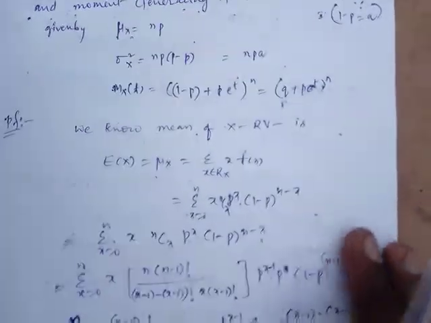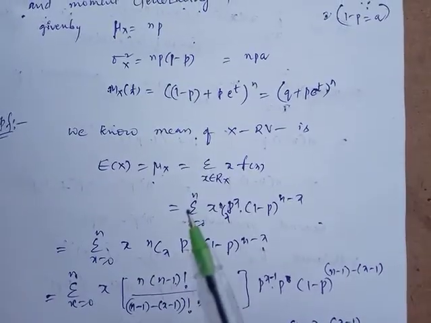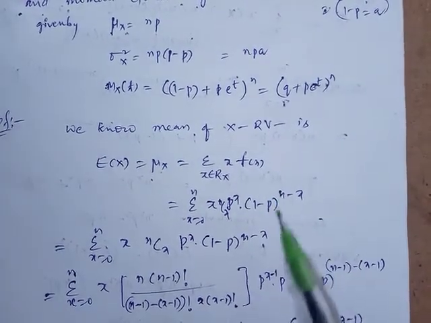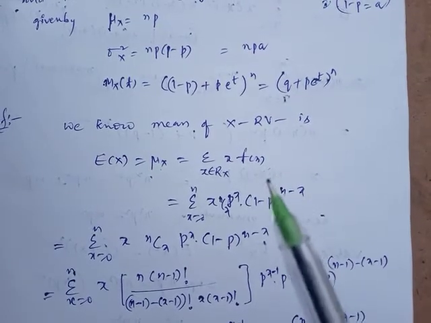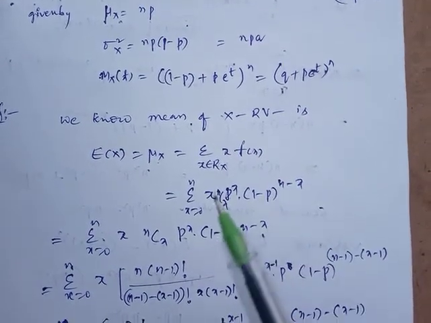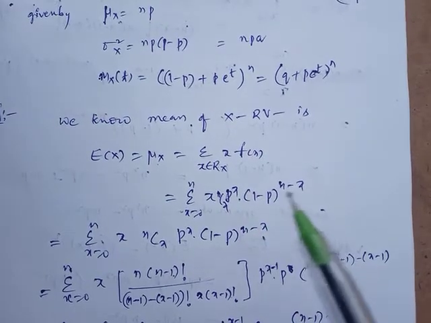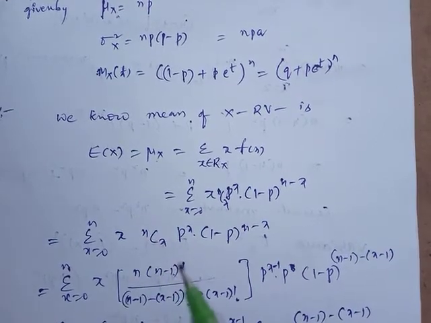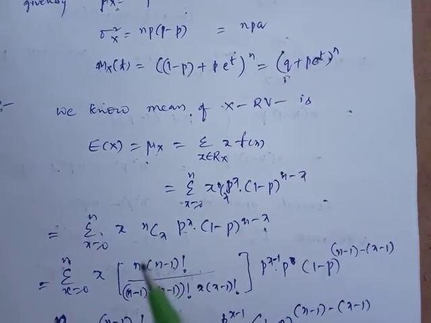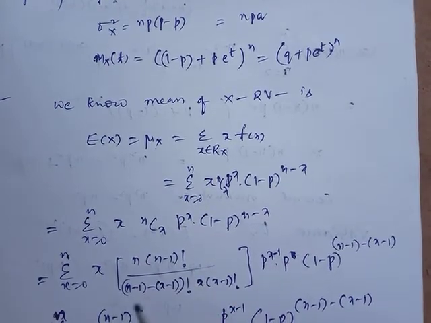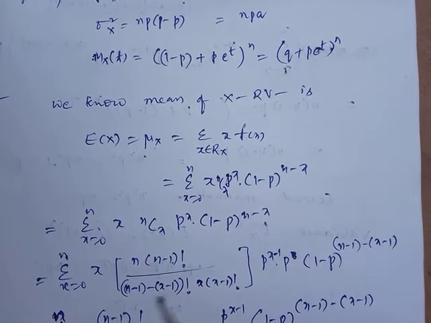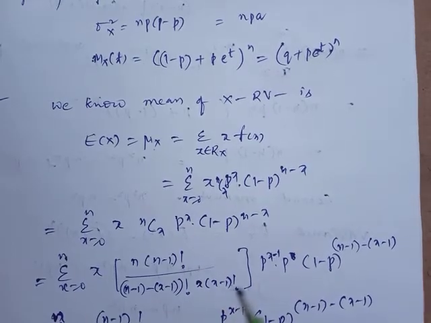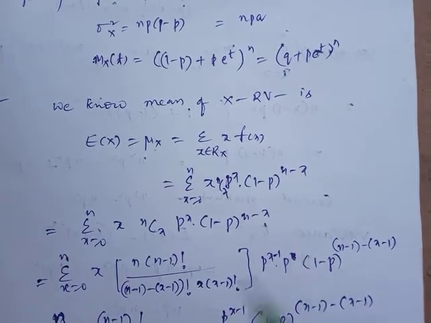The mean is equal to the expectation of x, which is the summation over x in the range space of x into f of x. F of x is the density function, so I am replacing it: nCx p to the x into (1 minus p) to the n minus x. So nCx can be expanded as n factorial by (n minus x) factorial into x factorial. Now n factorial can be written as n into (n minus 1) factorial, and (n minus x) factorial can be written as (n minus 1) minus (x minus 1). Next, x factorial I am writing as x into (x minus 1) factorial. Next, x will be cancelled.